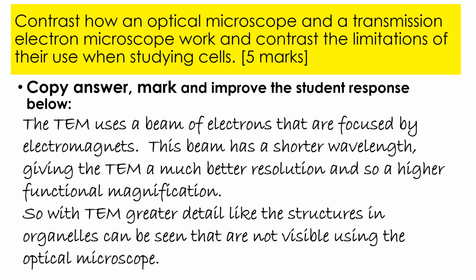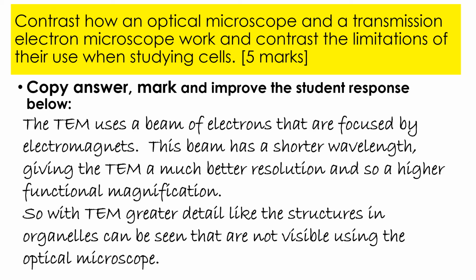Okay, so we're preparing for the question at the end of the paper, which is: contrast how an optical microscope and a transmission electron microscope work, and contrast the limitations of their use when studying cells, for 5 marks. So this is the kind of question that would be at the back of paper 1. Okay, so the first thing you need to do is to copy down the answer, mark it, and then I'm going to ask you to improve the student's response. So if you pause the video here and complete that task, then rejoin me to go through.